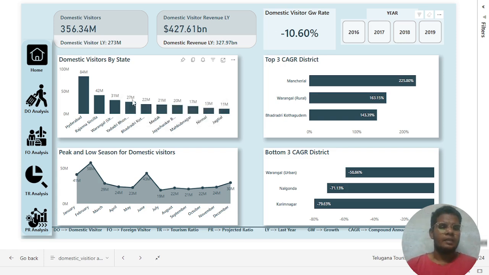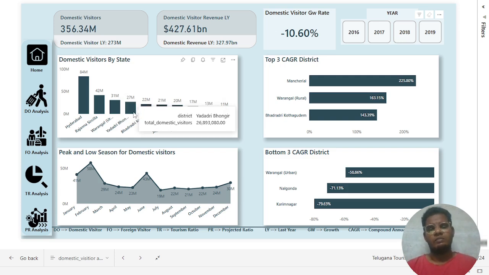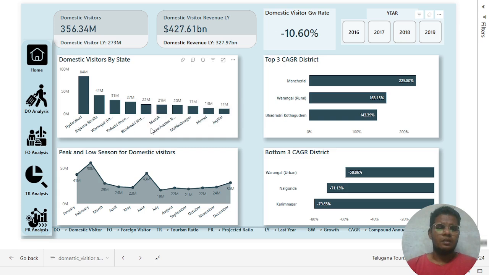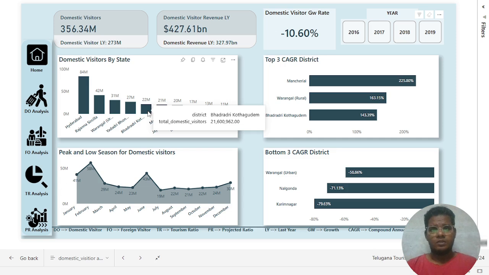And then Yadadri Bhongir. In that particular place, there is a Lakshmi Narasimha temple, and that Lakshmi Narasimha temple is an engineering marvel, because that temple is very amazing. We'll discuss it later. And then Bhadradri Kothagudem. This particular place is famous for the Sita Ramaswamy temple. I think the temple is directly connected with the Ramayana. The mythological story is there. And the famous festival in that place is Sri Ramanavami.